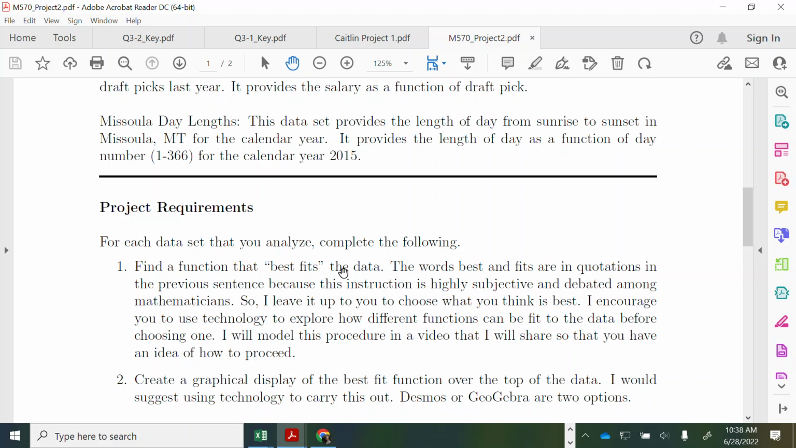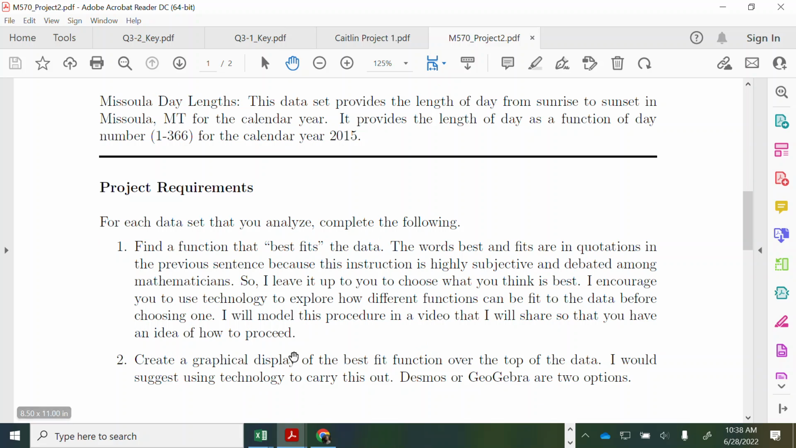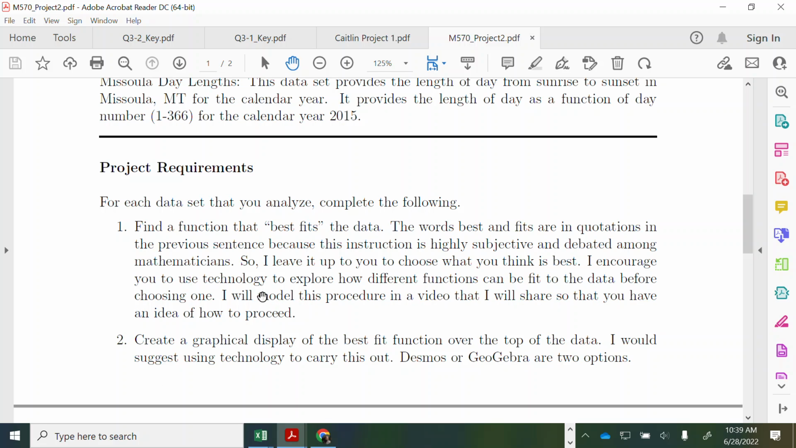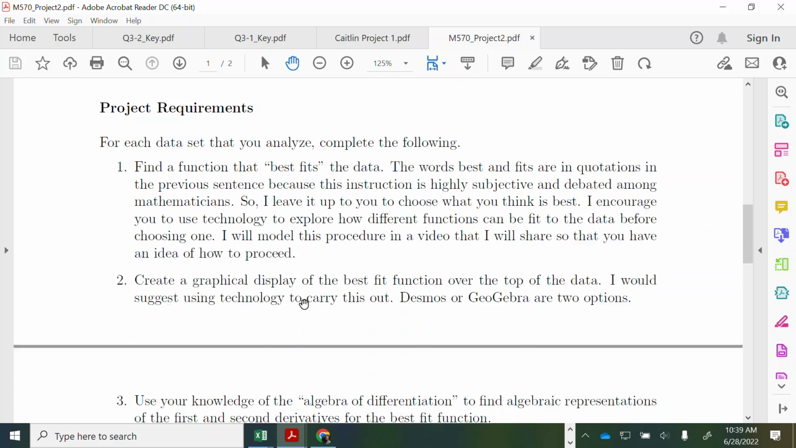So once you have a best fit function, create a graphical display of the best fit function over the top of the data. You can use technology to carry this out. Desmos or GeoGebra or Excel works great to do this.